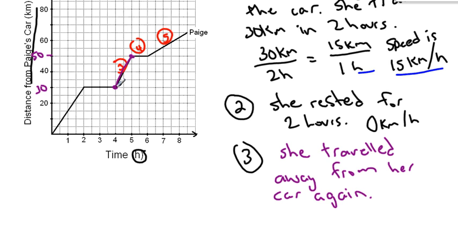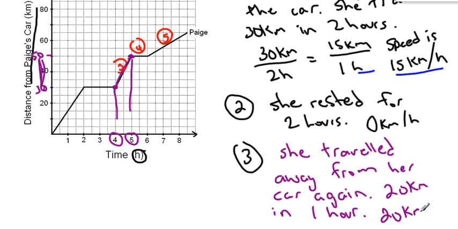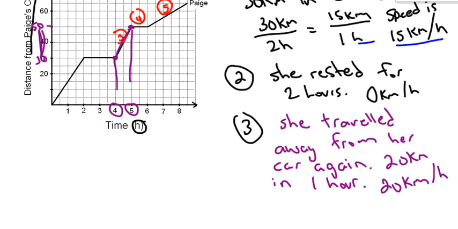And now let's look at how far she traveled. So when she started this portion, she was 30 kilometers away, and when she ended it, she was 50 kilometers away. So she must have traveled a distance of 20 kilometers. And let's see what her time is. When she started this, she was 4 hours into her journey, and when she ended it, she was 5 hours. So this is a 1-hour time period, and therefore her speed will be pretty easy. 20 kilometers an hour, that's just 20 kilometers per hour was her speed.